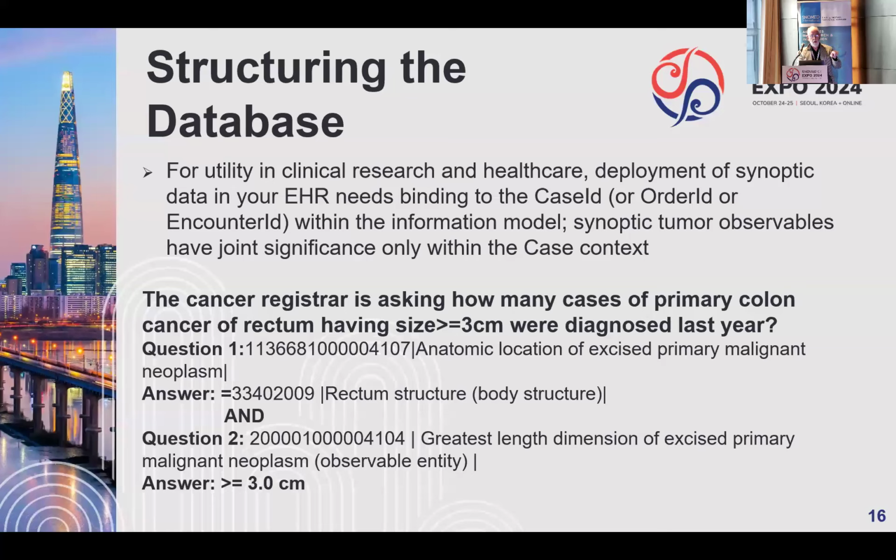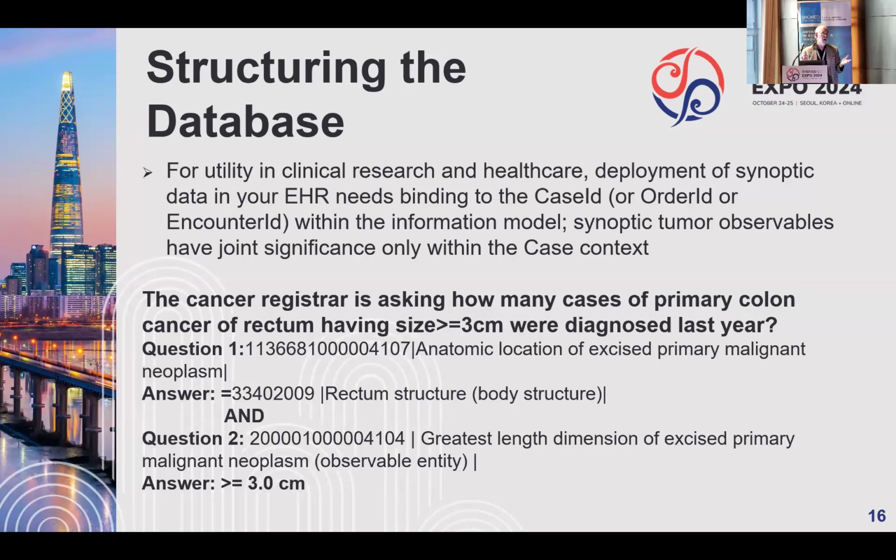What I talked about earlier in terms of the rectal tumors that were greater than or equal to 3 centimeters: 2 queries of our database, anatomic location of the rectum and greatest length greater than or equal to 3 centimeters. That's a quantitative observable, so it returns a number and a set of units. And the point I want to make is that if you're implementing the synoptic data sets at your site, these data need to be linked because these observations are all in the context of that report.